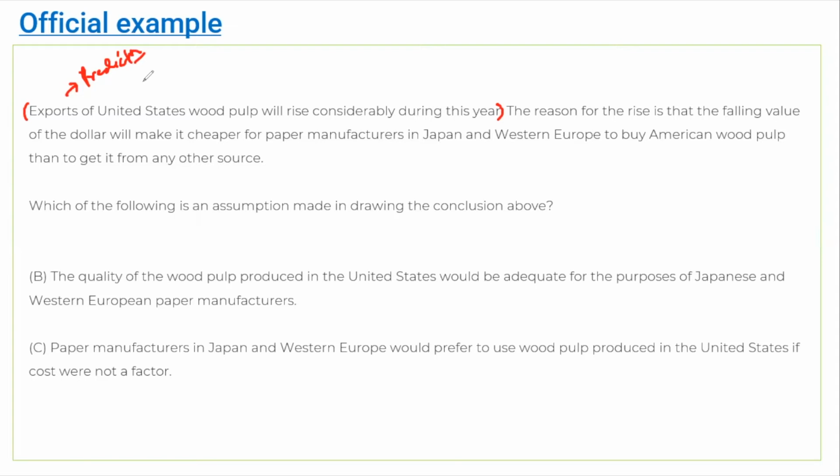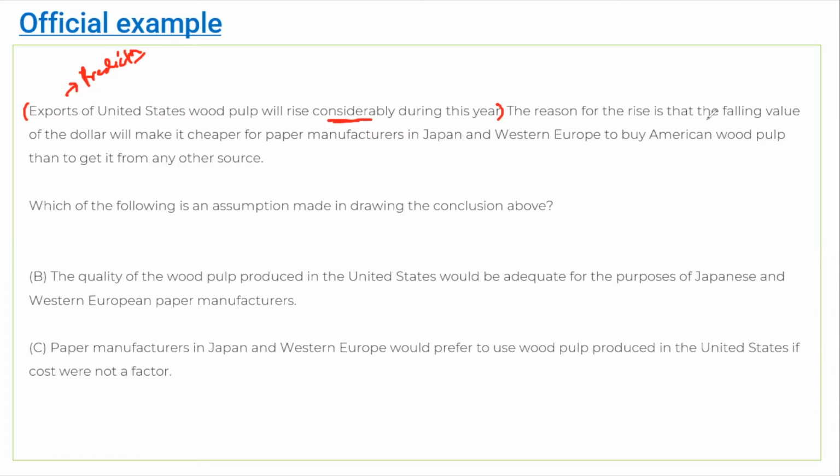A conclusion is what? A piece of opinion that is either as per the author or by a third party. A piece of opinion that you cannot establish as a fact, right? You cannot establish as a fact whether it will rise considerably, not just rise, but rise considerably during this year. Clearly, there's an opinion. Now, whether there's a main conclusion or an intermediate opinion, we'll find out. But let's see why the author thinks the exports of US wood pulp will rise a lot this year. The reason for the rise, there you go.